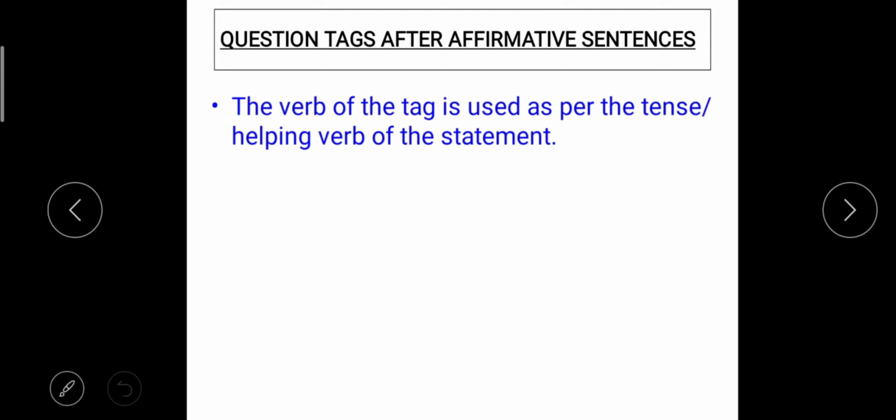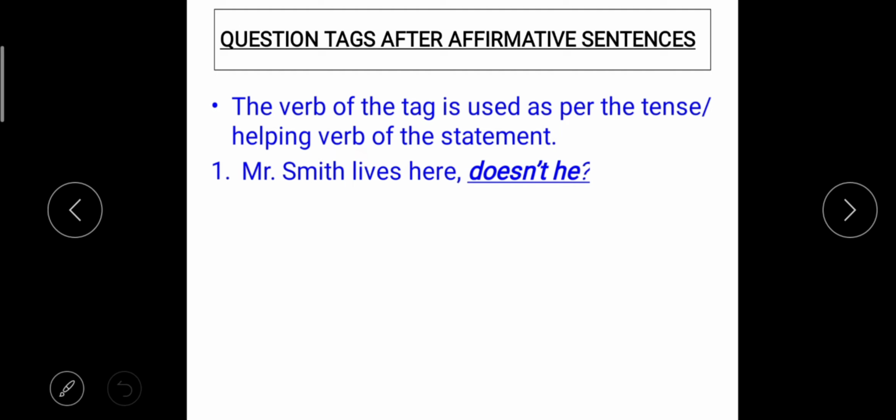Question tags after affirmative sentences. And if the sentence is positive, question tag is negative. And if it is negative, the negative contracted verb form is used. The verb of the tag is used as per the tense and helping verb of the statement, उसी के according होगा. Mr. Smith lives here. Present indefinite. And the helping verb of the present indefinite is do or does. Actually, the subject is here singular, he. That's why does is used here. So Mr. Smith lives here. Doesn't he? Mr. Smith यहाँ रहते हैं या नहीं?